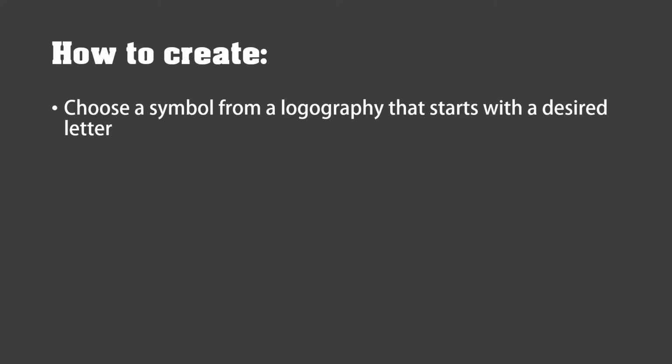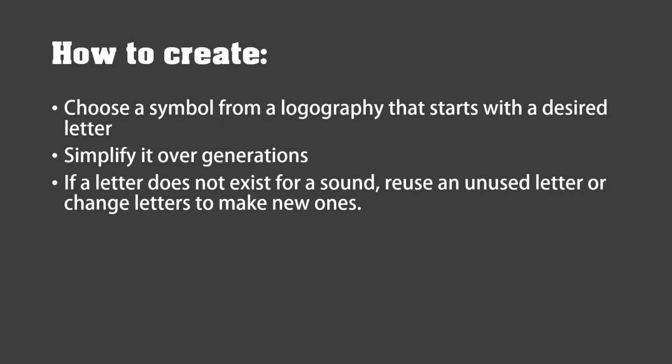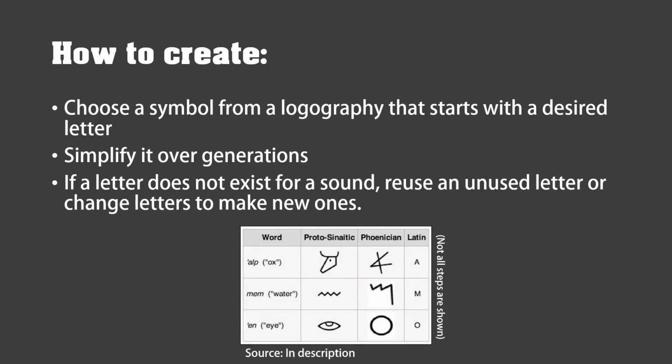So how to create this? Well, we choose a symbol from a logography that starts with the desired letter, simplify it over generations, and if a letter doesn't exist for the sound, you can reuse an unused letter or change letters to make new ones. Here's an example. As you can see, Alp meant ox in Proto-Sinaitic, and that was an ox head, quite simply. It got simplified into Phoenician and then into Latin. Not all the steps are shown here, as there are quite a few. It's a general overview so that you can understand where they come from.